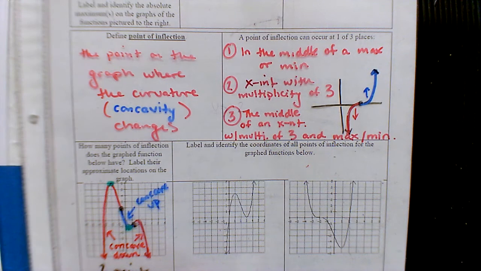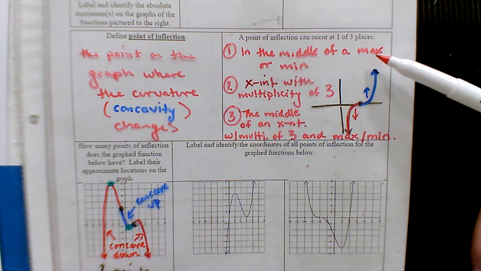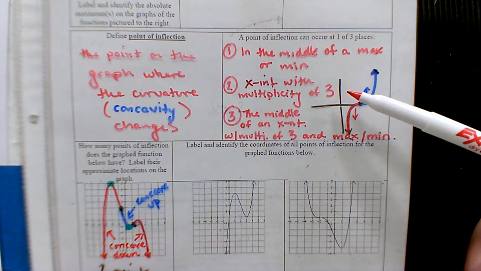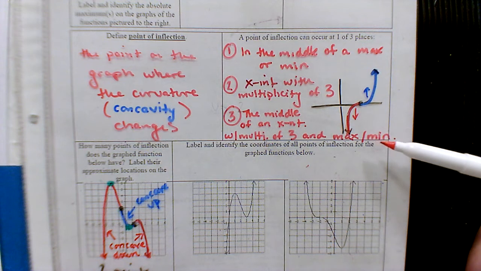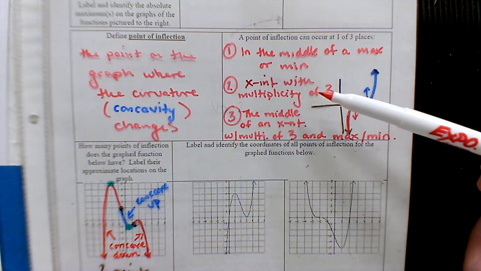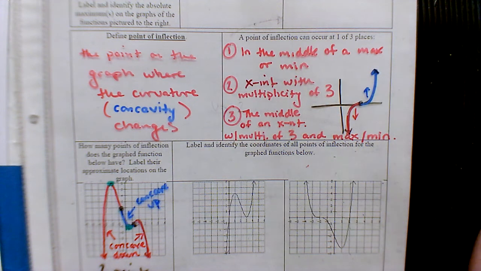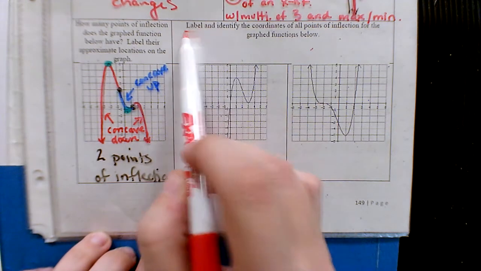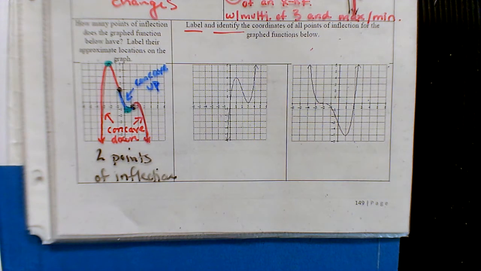Okay, so we have 3 places where the concavity can change, aka point of inflection: in the middle of a max or a min, at a multiplicity of 3, or in the middle of a multiplicity of 3 and a max or a min. Notice how the third one kind of brings number 1 and number 2 together, because it deals with both of those concepts. Okay, so based off these other two graphs at the bottom, we're going to try to label but also identify the coordinates, like the actual ordered pairs, of all of these points of inflection where the concavity changes.